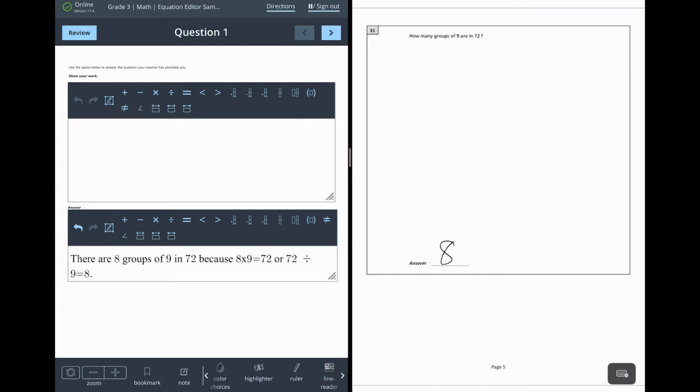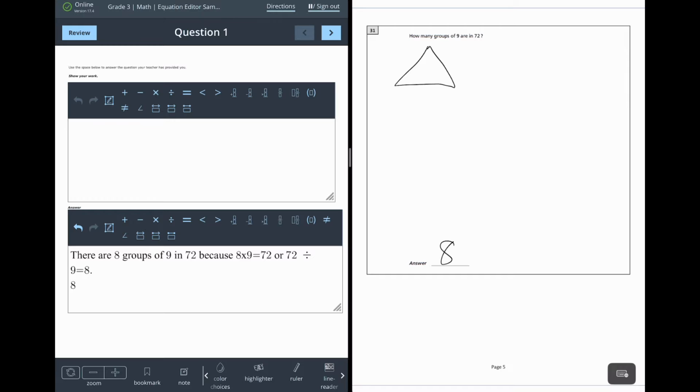So how do we get this answer? Let me show you the work I probably would have done on my paper. If you know your math facts, I have 72, and I know that 9 times 8 equals 72. I also know that if I had, let's say, covered this up, that 72 divided by 9 is equal to 8.